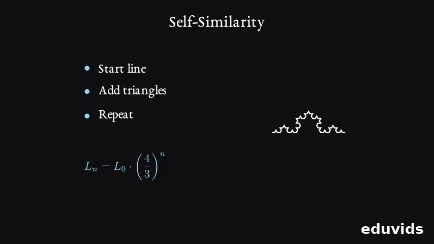Self-similarity means a shape contains smaller copies of itself at every scale. Watch the Koch snowflake. We start with one straight line. Replace the middle third with two lines that make a peak. Then repeat on every new edge. Each stage multiplies the total length by 4/3. So after n stages the length equals the original times (4/3)^n.